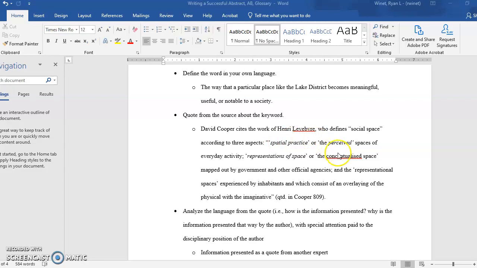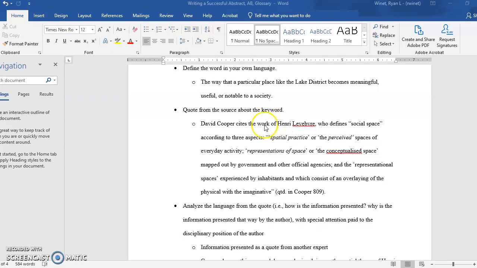And you can see that this is probably more complicated than your quote will be, but it's useful to see. David Cooper is citing another expert, Henry Lefebvre, to make a definition. According to David Cooper, citing Henry Lefebvre, social space is social practice. You can see you have a quote followed by another quote.